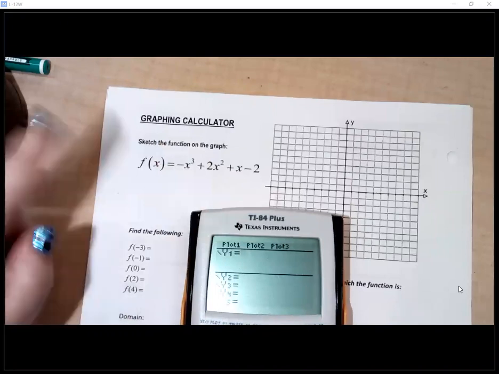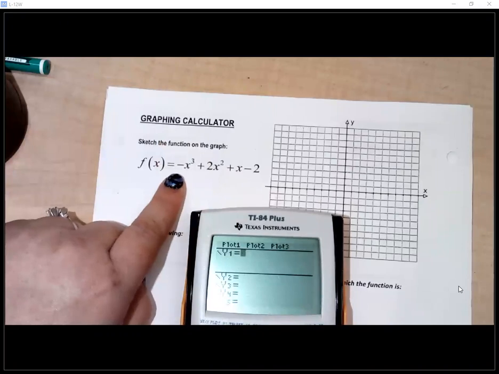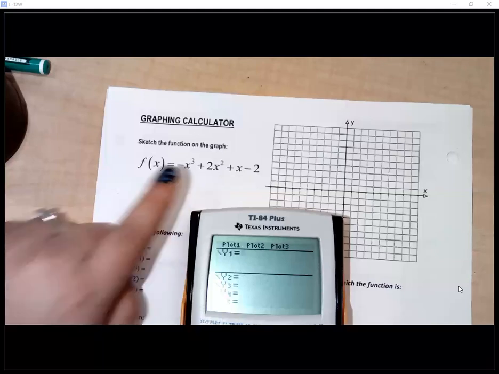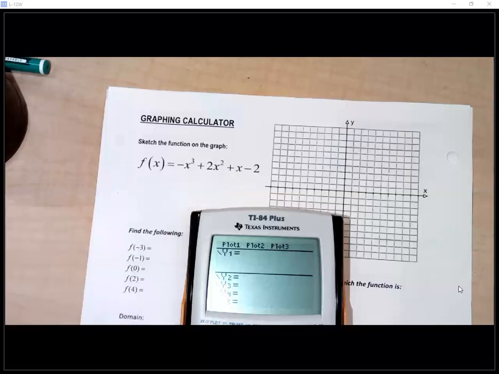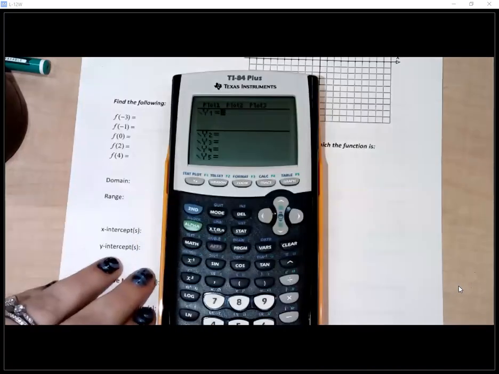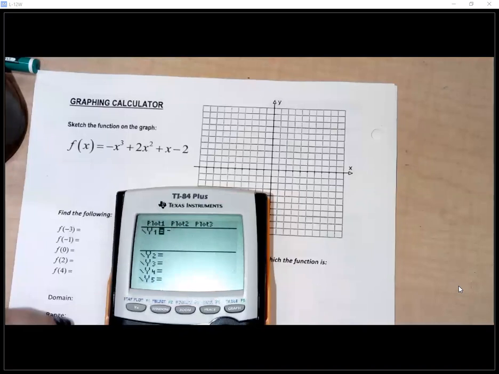How would you say this out loud? F of x, whatever, equals what? Negative x cubed. Negative. You got to use the negative button, not the minus. So everybody hit the negative underneath the 3. That's the one you need. Oh, sorry. Didn't even see my screen. There we go.